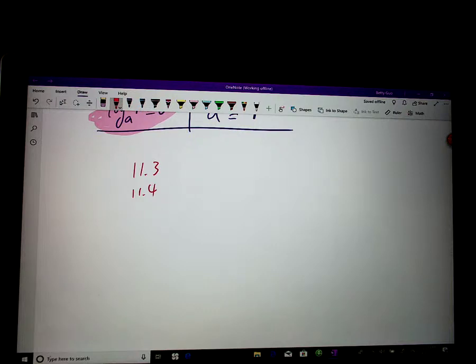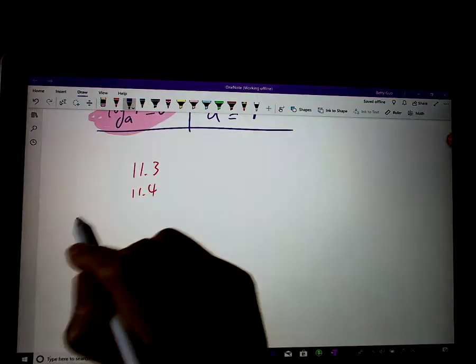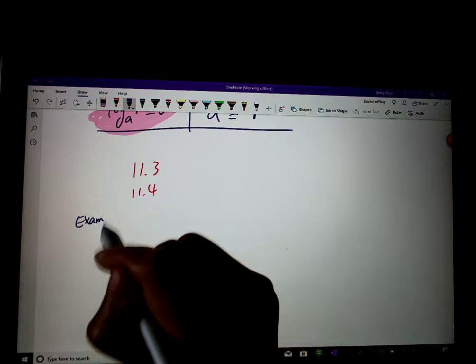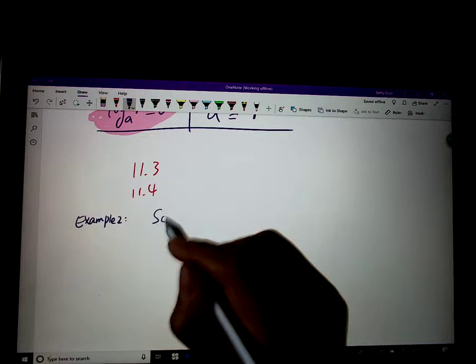In the previous video, we covered example 1 in the notes. Now we're going to look at example 2. Example 2 has 4 problems. Example 2: solve equations.